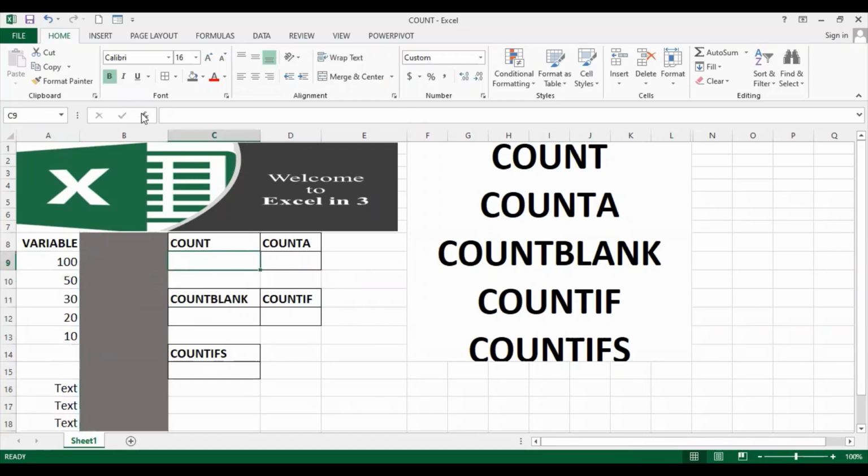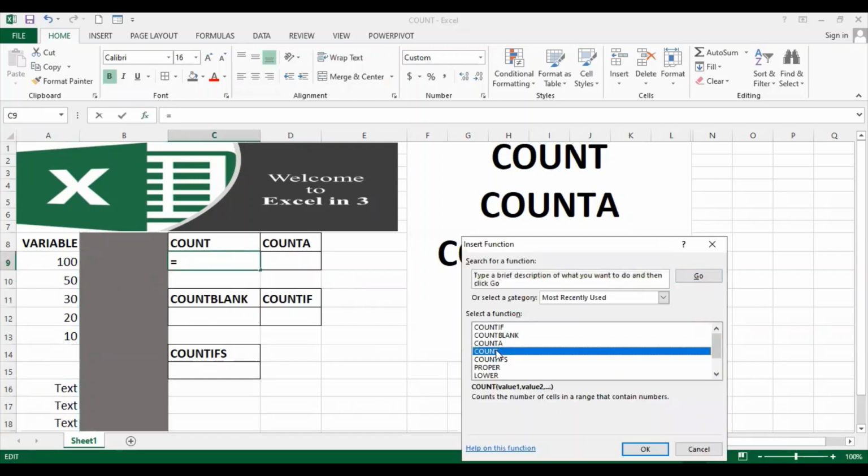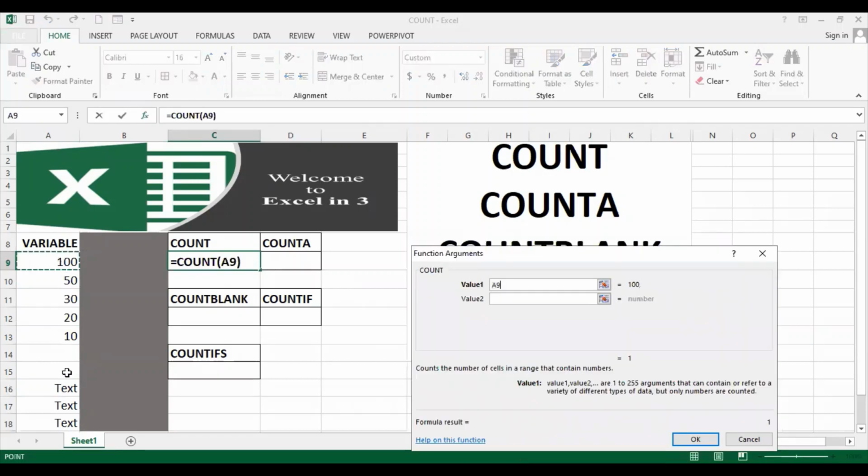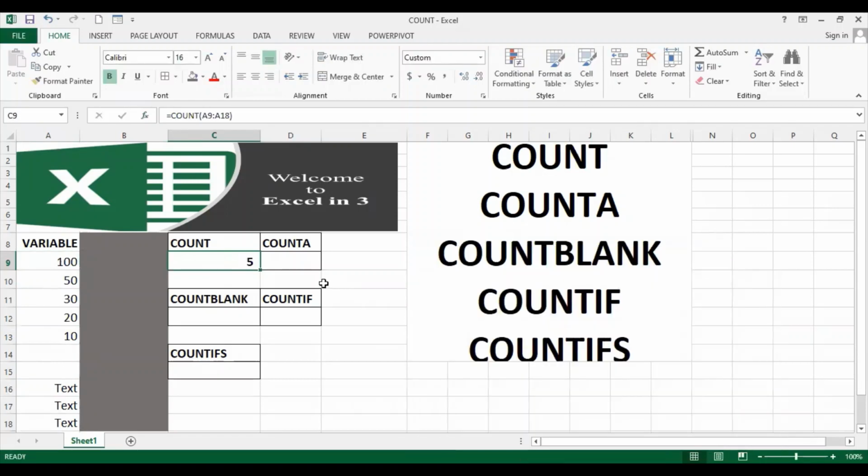Let's use COUNT first. Call up the formula. Select the range you want to count. You will notice that the formula only counts the cells with numbers.